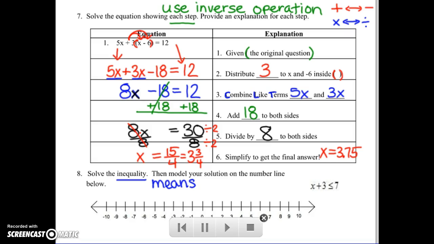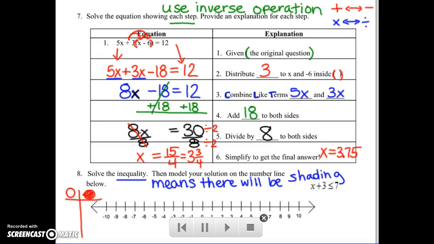Question number 8 says solve the inequality. The only thing that's different about an inequality and an equation is that for this inequality, the solution will be on a number line and there'll be some shading involved, since there'll be more than one possible answer. So we're going to model our solution on the number line after we've solved. Again, we'll still have to use the inverse operation.